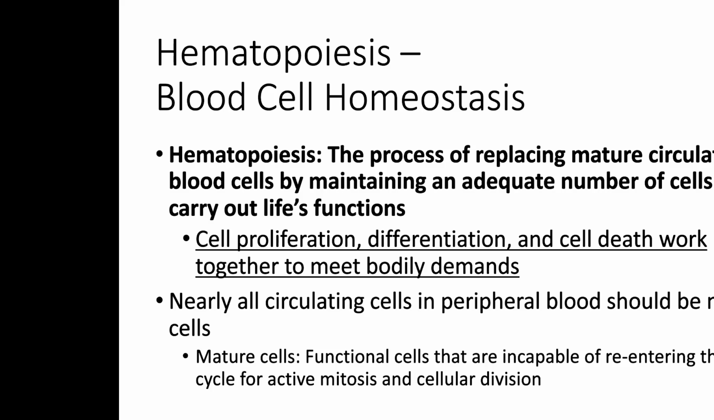Anything that is in your peripheral blood, or anything that is circulating throughout your body outside of your bone marrow and outside of your organs, should be mature cells. The definition of mature cells means that they are functional, and this is the key word, functional cells that are incapable of re-entering the cell cycle to actively mitose or divide again. Again, these are functional cells that will not divide once they have fully matured.